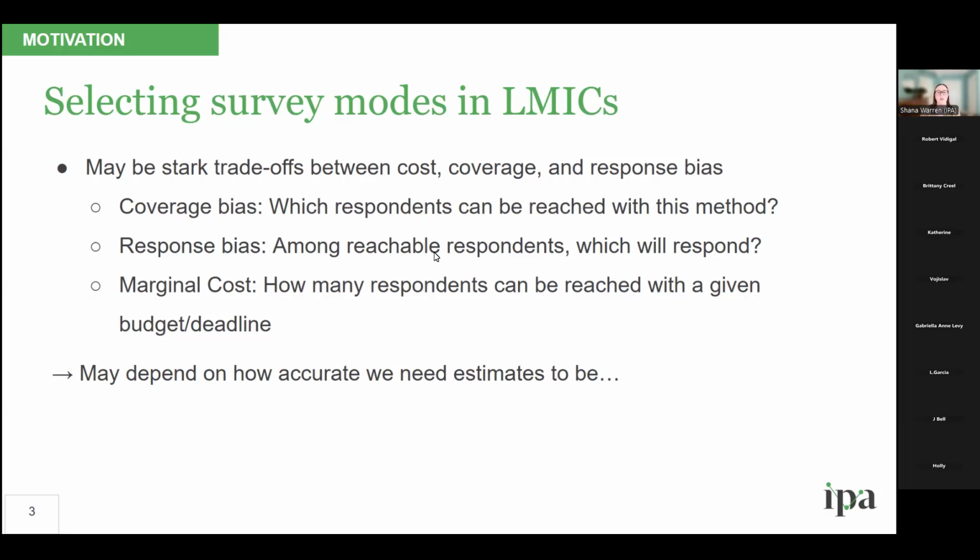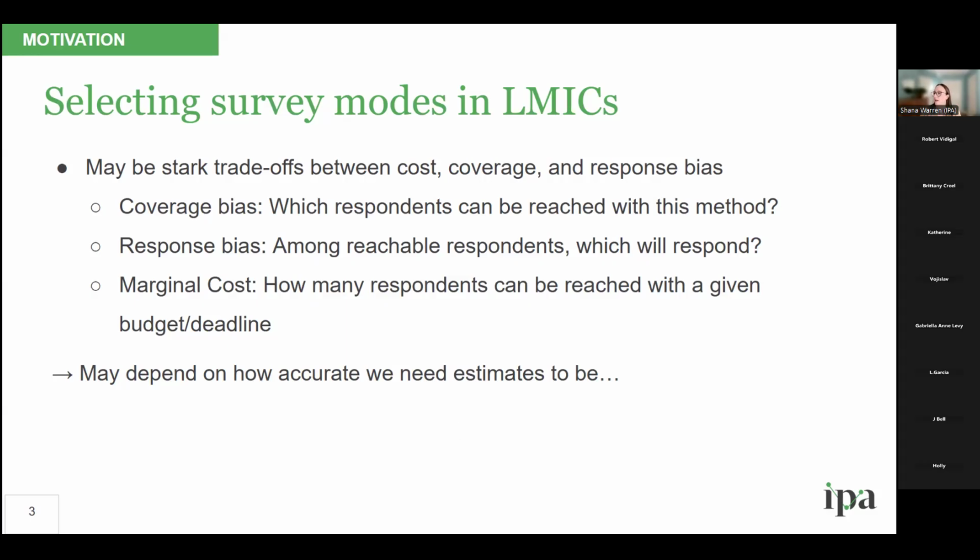And then among reachable respondents, of course, which ones actually will respond? Who picks up the phone for an unfamiliar number, who chooses to respond to a survey, and then how many respondents can you reach with a given budget and deadline? That's the realistic point. And a lot of this trade-off is going to depend on how accurate we need the estimates to be. Do you need it quickly? Do you need it representative? Do you think that there's variation, importantly, between covered and non-covered respondents along the lines of your main outcome variables?